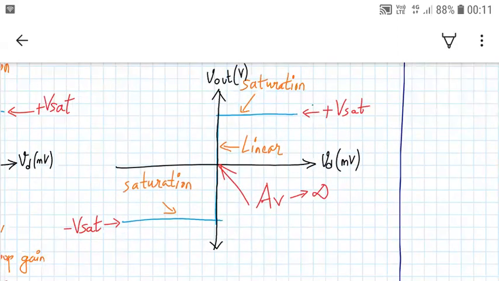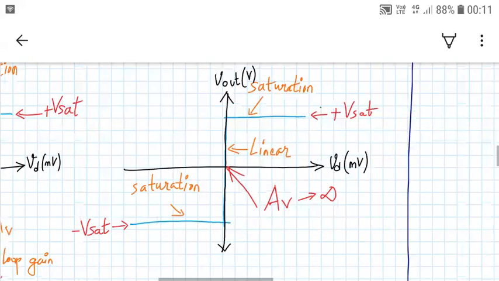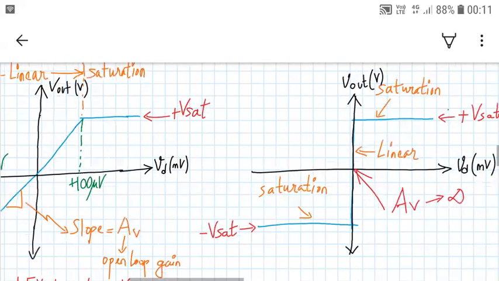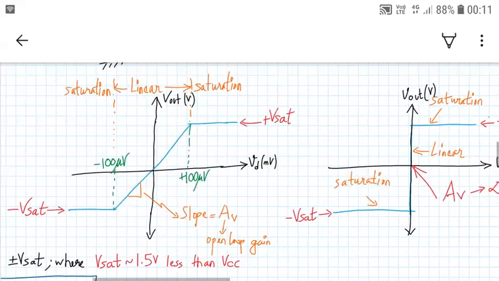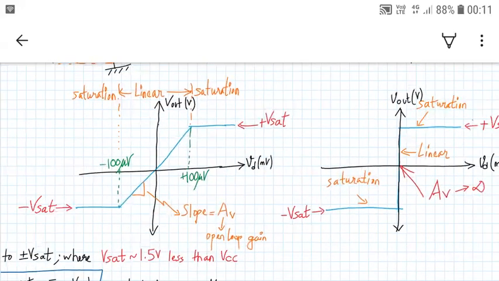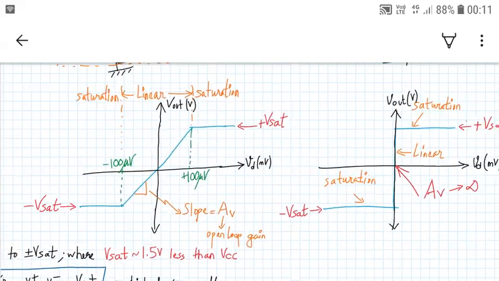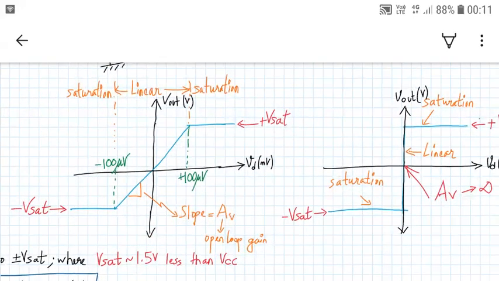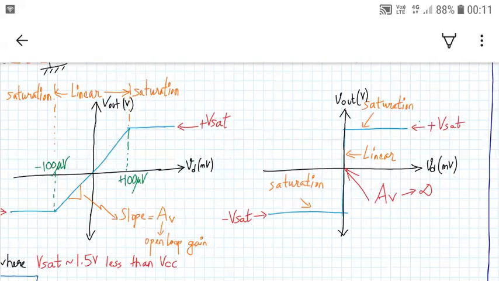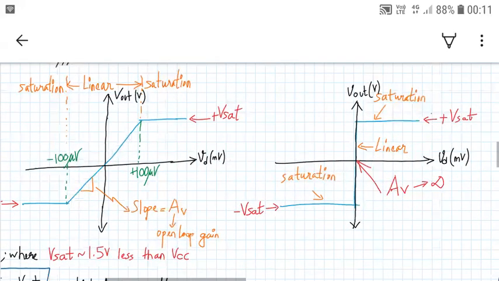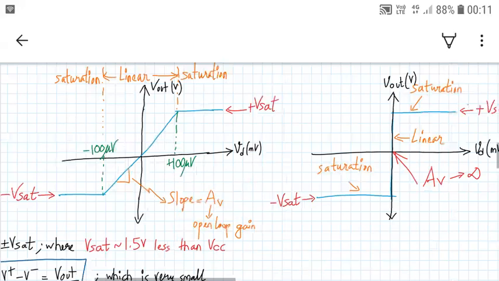This is not a practical scenario. This is a very good start for the op-amp analysis. Ideal op-amp analysis is always helpful and it will give us various insights. Now, this was about the characteristics of a practical op-amp like 741 in open loop configuration, and to the right hand side we have the ideal op-amp characteristics. So let us understand what these characteristics mean.